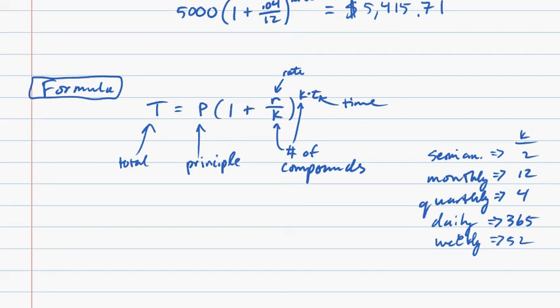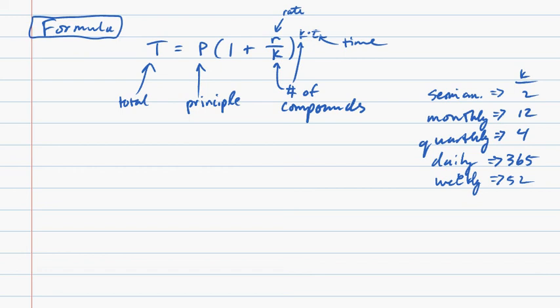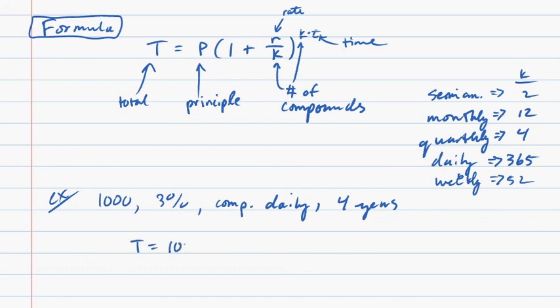And so this formula is nice, so you don't have to think through it every single time like we were doing before. If we have $1,000 and we have a 3% interest compounded daily for 4 years, this is what we would do. Total, put the principal, we do 1 plus 0.03 all over 365. 365 times 4. And we'd crunch that on your calculator.